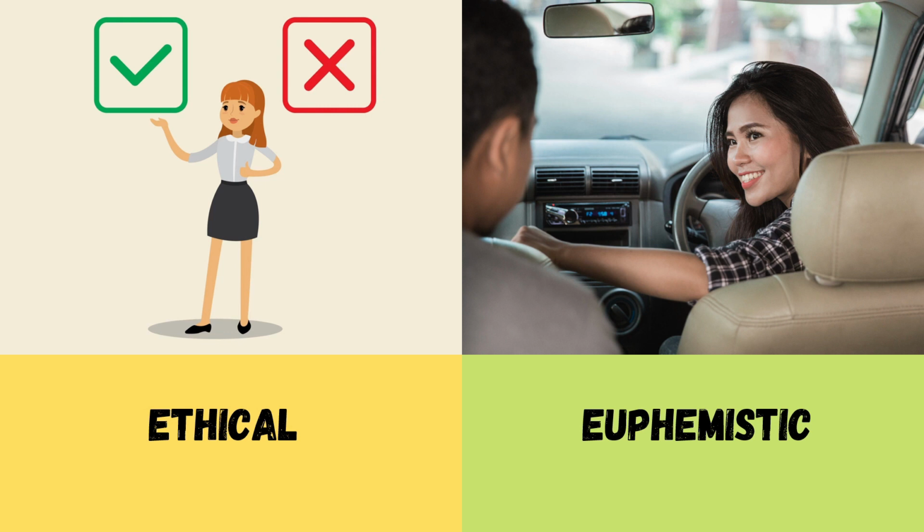The next one is ethical. So, these types of passages deal with the principles of morality, righteousness, or honesty, right? That kind of passages are said to have the ethical tone.